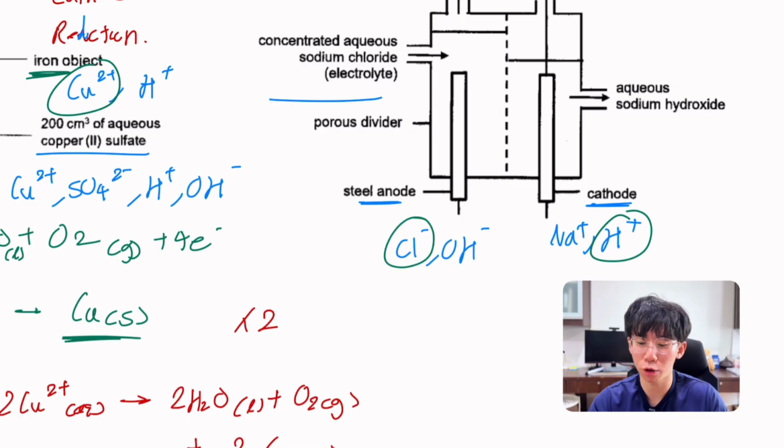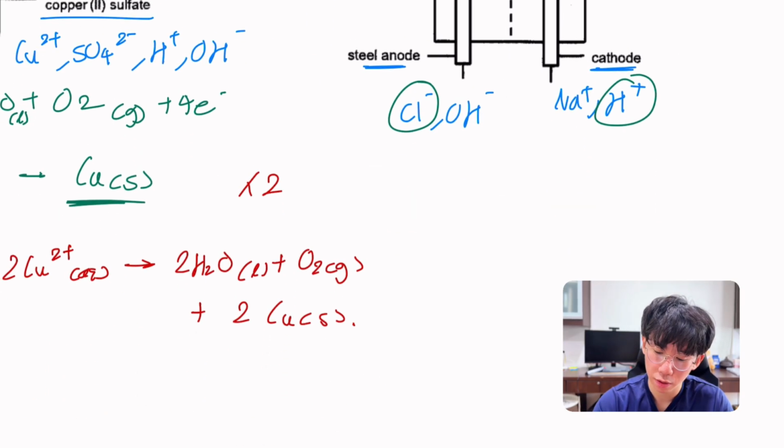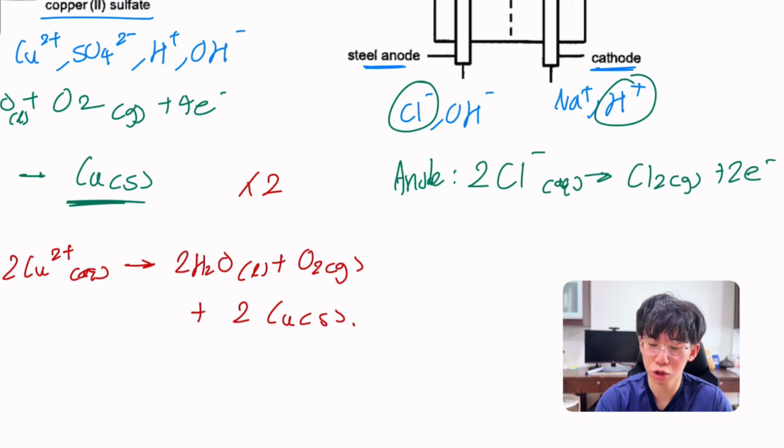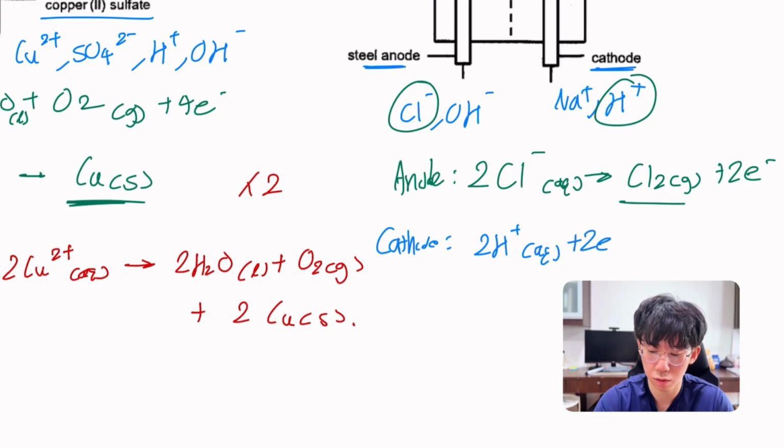When we construct our half equations, we can then find out that Cl- will be oxidized, and you'll produce chlorine gas. While at the cathode, H+ will win and it'll be reduced, and this will produce H2 gas over here.